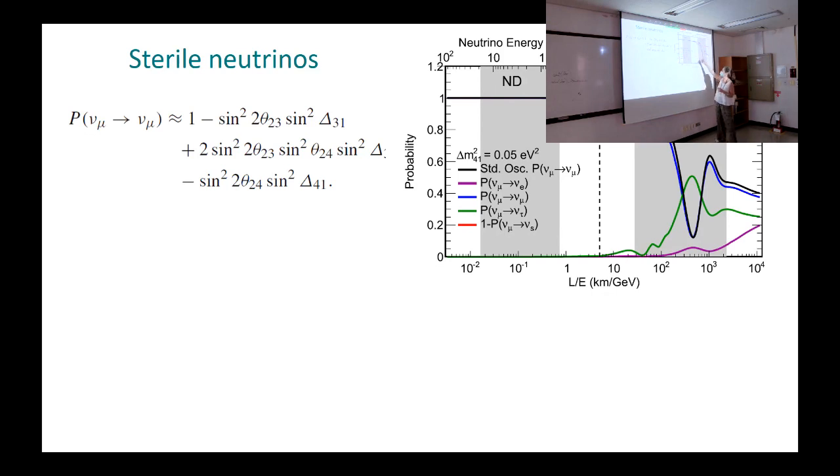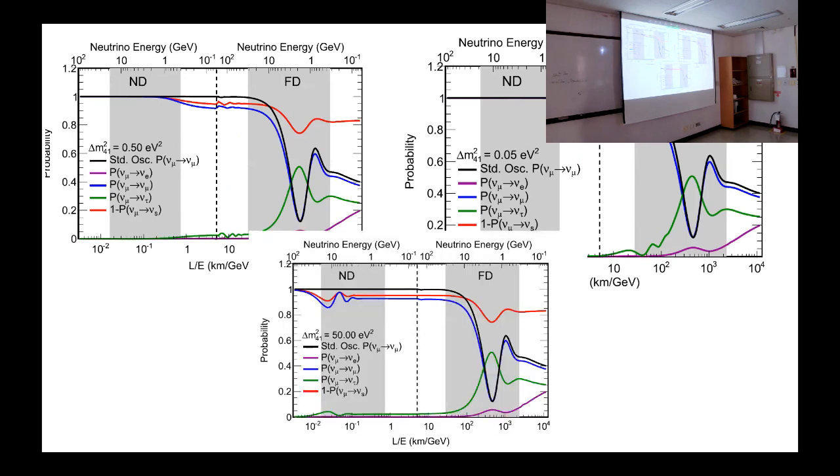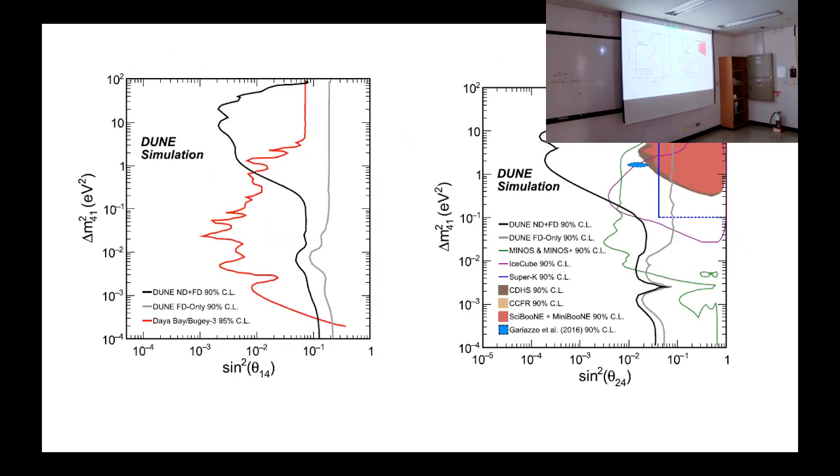The blue line is what you would get from the survival probability if there is one sterile neutrino with this mass difference. So you see nothing in the near detector, you have some sensitivity in the far detector. If you increase the mass difference a little bit more, you start gaining sensitivity in the near detector. And if you increase the mass difference even more, you get a lot of sensitivity in the near detector. So if you put everything together, this is the mass difference and the mixing angles.